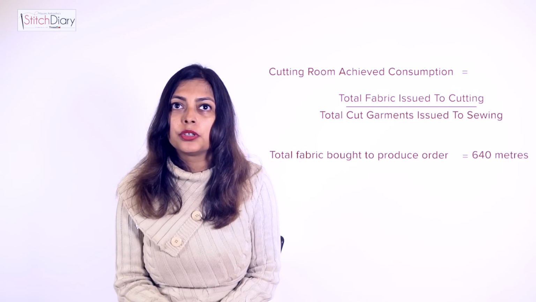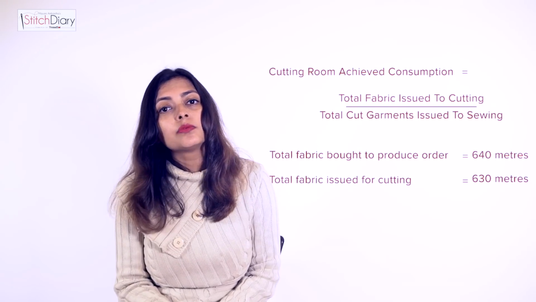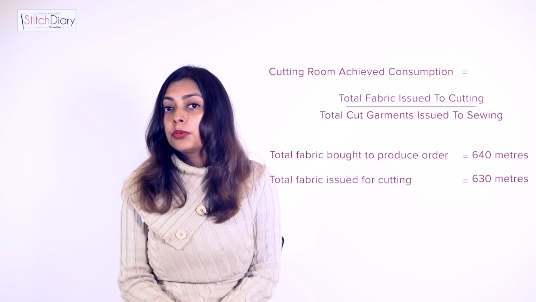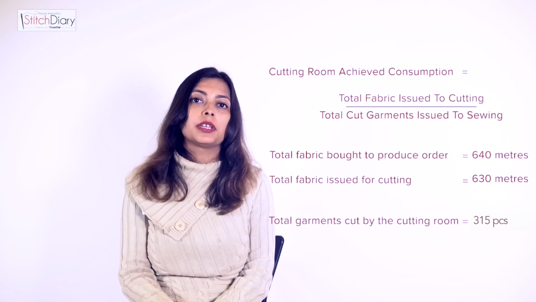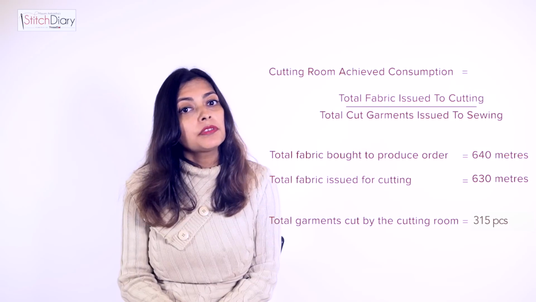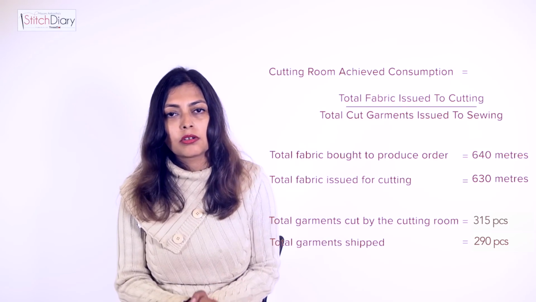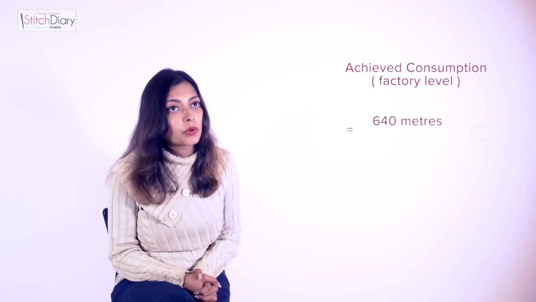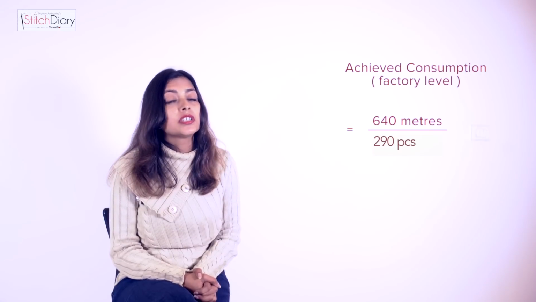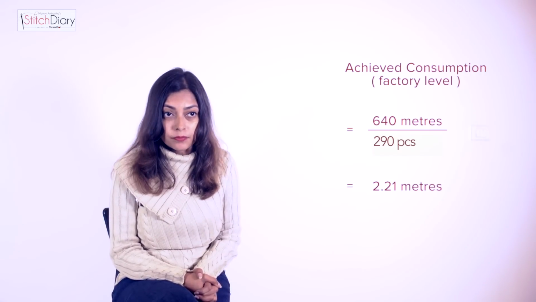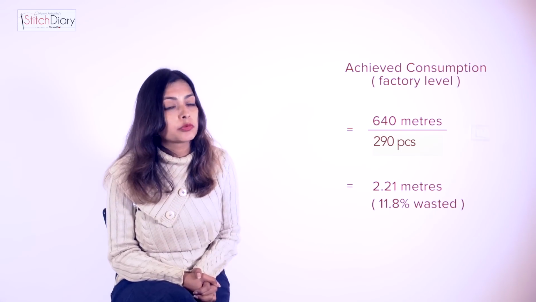As per the previous example, let's say our mark consumption or lay consumption for the order was 1.95 meters and the factory bought 640 meters to produce this order, out of which 630 meters was finally issued to cutting. The cutting room produced 315 garments and issued them to sewing for other production processes. And at the end of the day, we shipped 290 pieces. 25 pieces were rejected in various other processes of sewing, finishing, etc. So, the achieved consumption for the factory would be 640 meters divided by 290, which is 2.21 meters. So, in this order, the factory wasted 11.8%.